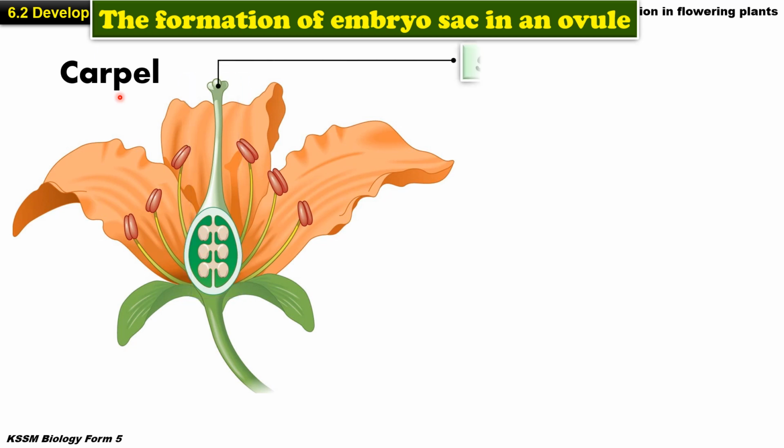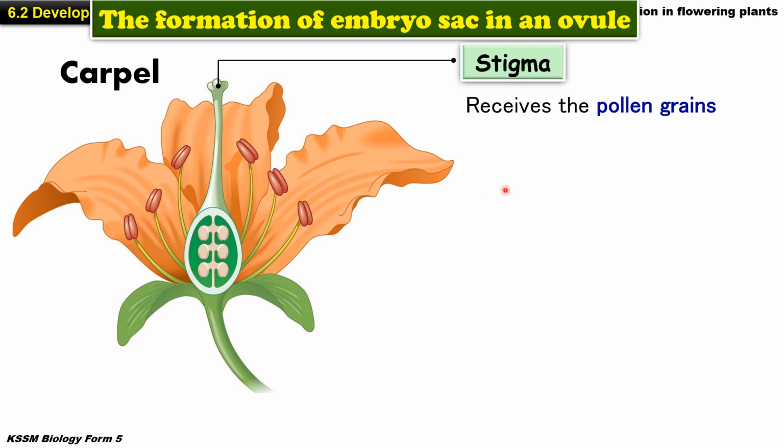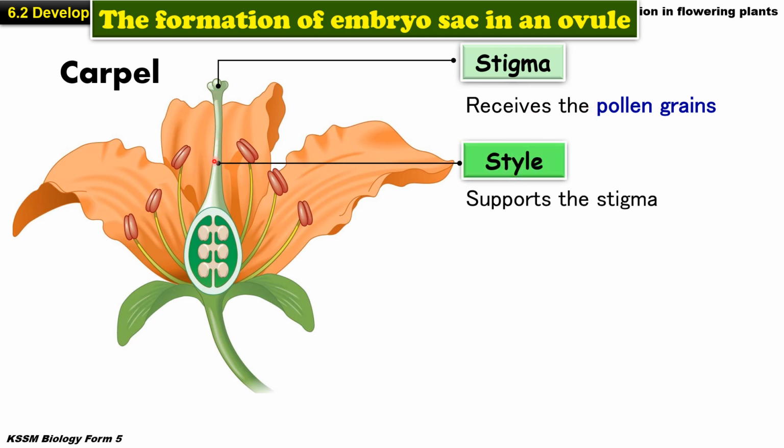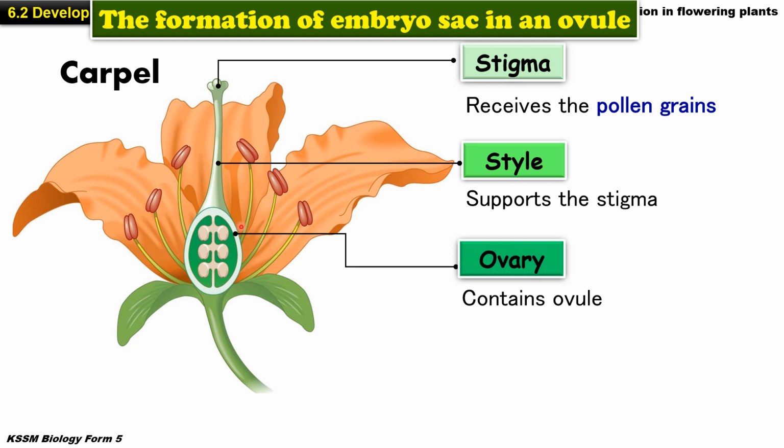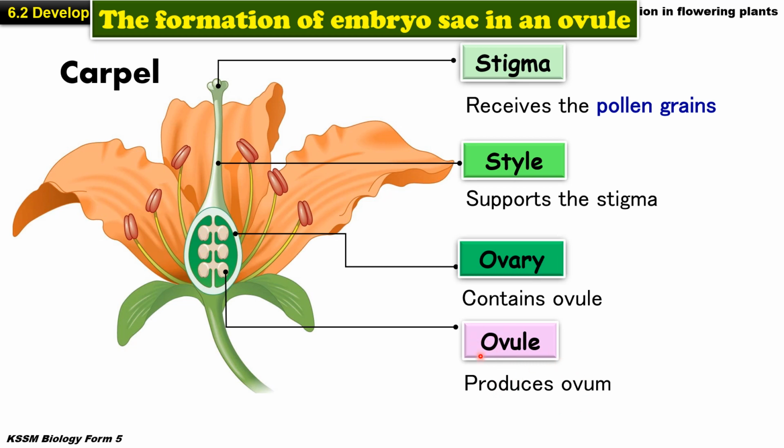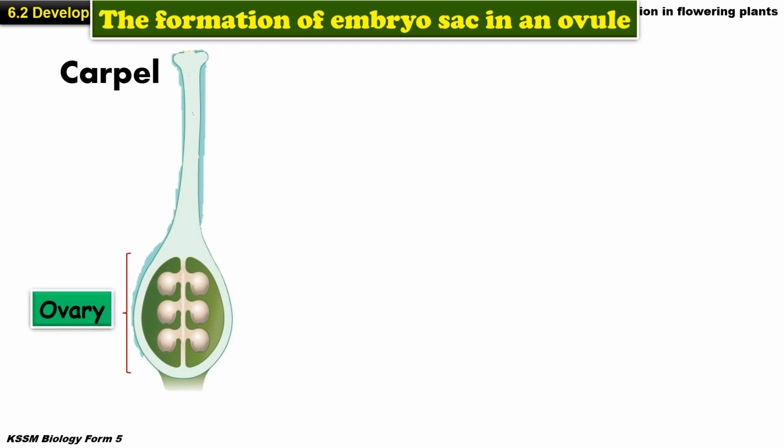Kat tepi sikit. Okay. So, the structure that is involved in the embryo sac is the carpel. So, all this structure keseluruhan, all this is known as carpel. So, carpel ni consists of what? Alright, consists of stigma, which will receive the pollen grain. And then this one is style, which is to support the stigma. And this is the ovary yang luar. Inside the ovary contain ovule. And the ovule, kita akan go detail to this part, will produce ovum. Boleh? So, lukis and label.